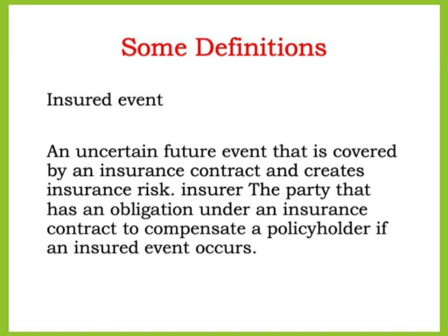The first definition is insured event. A future uncertain event which will bring about loss or damage. So, there should be the happening of a future uncertain event. The insurance company provides cover if that future uncertain event happens. For example, if I take medical insurance, the future uncertain event is that I fall sick. I may be hospitalized for me to take benefit under the medical claim. So, the future uncertain event there is hospitalization on account of sickness.